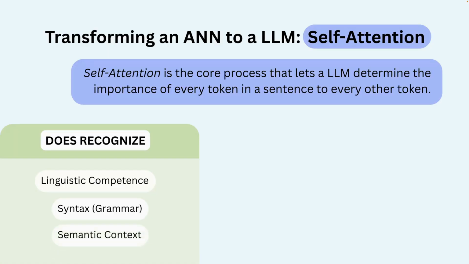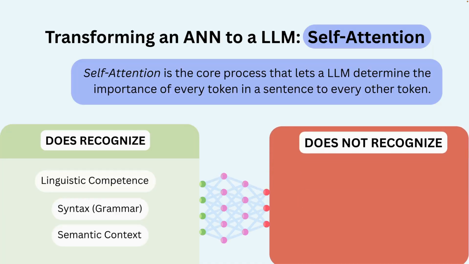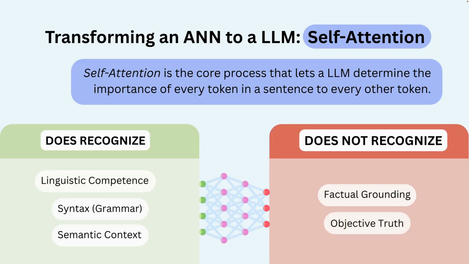3. The semantic context. Context in this instance does not mean understanding the context of your written content in its related field of study. It's talking about its context in your sentence specifically. Ensuring that the paragraph has sentences that are all tied together and related to each other in a reasonable flow. Self-attention does not recognize objective truth or factual grounding.